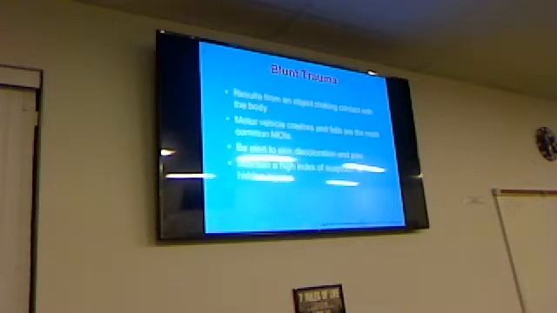So blunt trauma results from an object making contact with the body. Again, this could be somebody getting whacked in the abdomen with a baseball bat during an altercation, or striking the steering wheel with your chest in a motor vehicle accident. So there are multiple scenarios where you could be dealing with blunt trauma. Motor vehicle crashes and falls are the most common. Be alert to skin discoloration and pain, okay? And then maintain a high index of suspicion for hidden injuries, okay?